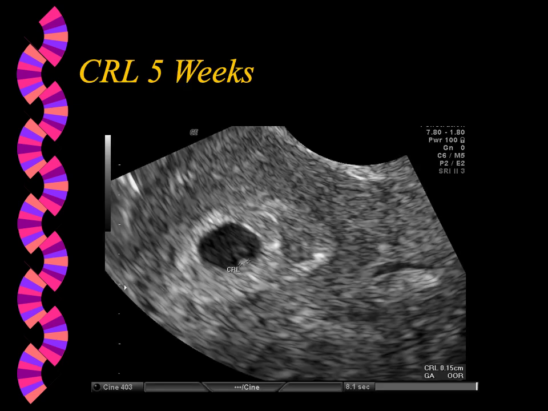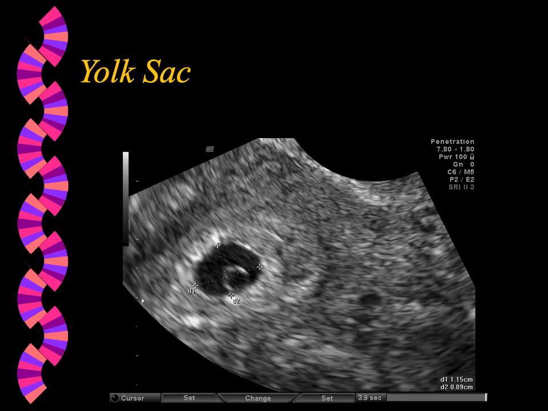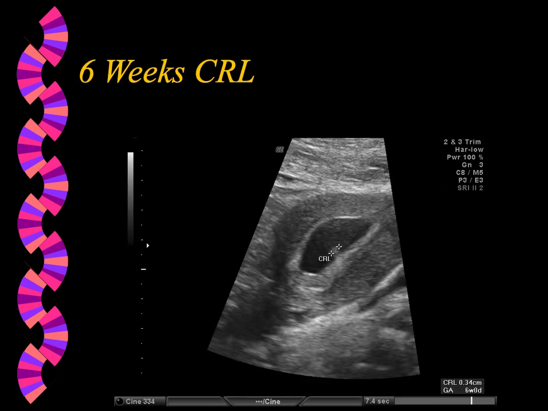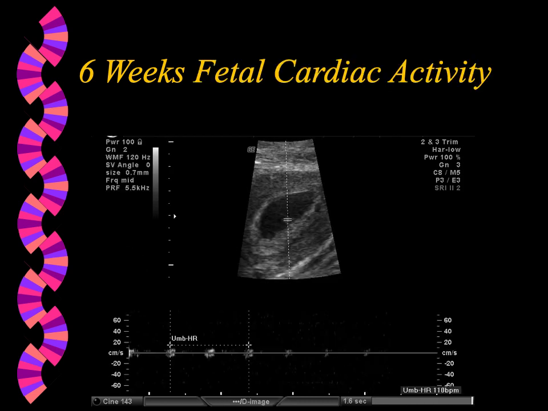So this ultrasound shows a crown rump length at 5 weeks. And what you can see, if you look really carefully, is the crown rump length is 1.5 millimeters. So that's very, very tiny, but you can see the crown rump length adjacent to the yolk sac. The next image shows the yolk sac again. The next image shows at 6 weeks, the crown rump length is 3.4 millimeters, but at 6 weeks, in this particular one, we actually can see some fetal cardiac activity.